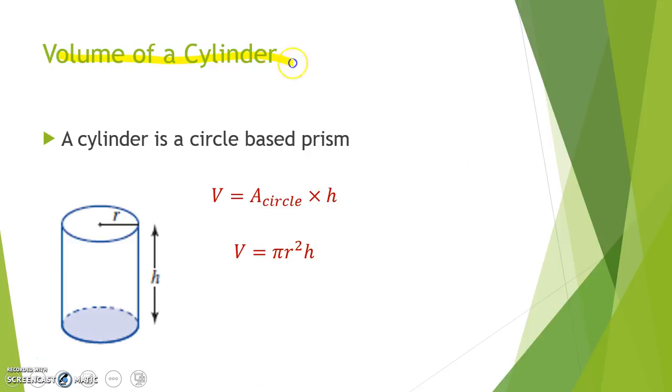So now we're going to look at the volume of a cylinder. A cylinder is a circle-based prism. That is, it's got that circle cut through the middle if we cut parallel to the base, same top and bottom. So the area of the circle times height gives us the volume of a cylinder. So the area of a circle is pi r squared multiplied by our height. So there's our entire rule.